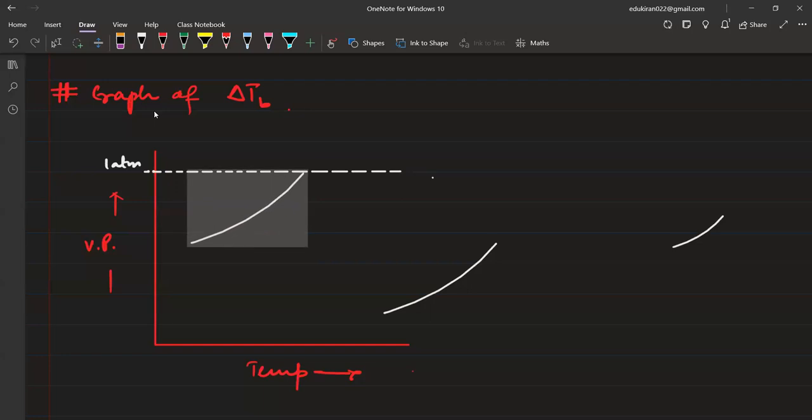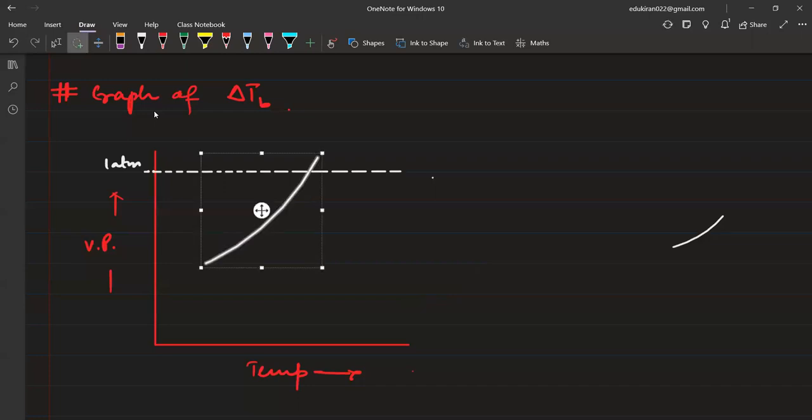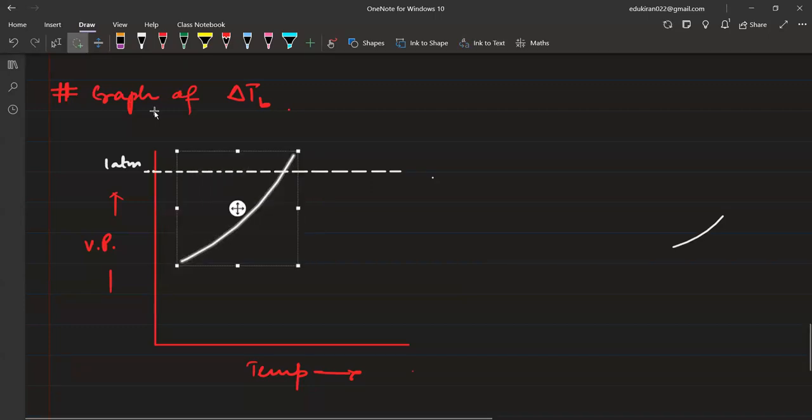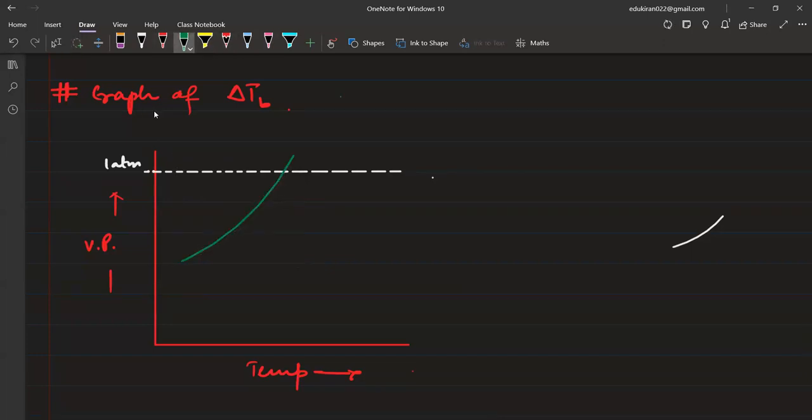Okay, so let us suppose this is for the solvent molecule. As we are increasing the temperature, the vapor pressure is also increasing. So this is for solvent. Now let us suppose we have the same thing, but we will color this blue, and this is for the solution.